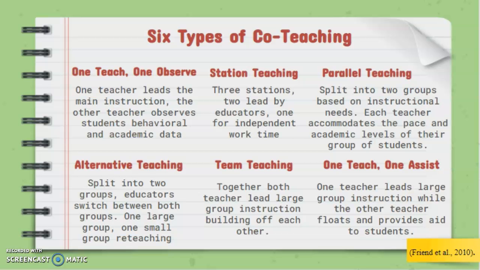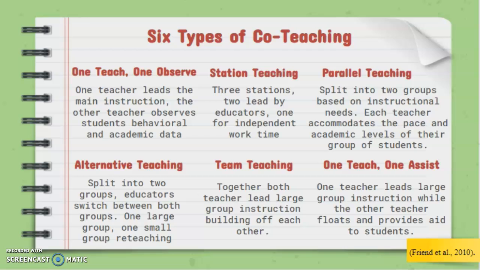The first type is one teach, one observe. This is when one educator is leading the main instruction while the other educator is observing and collecting behavioral and academic data. The second type is station teaching. This breaks the room into 3 groups. Each group switches between 3 stations, 2 of which are led by 2 educators, and 1 of which is left for independent work time. In this model, both teachers have separate responsibilities and focus on different content area skills.